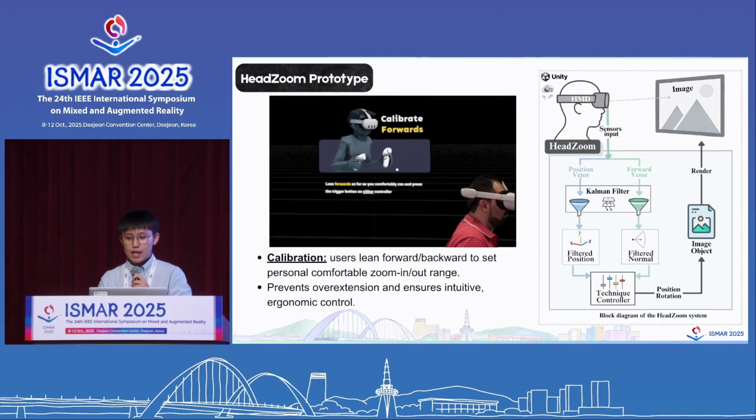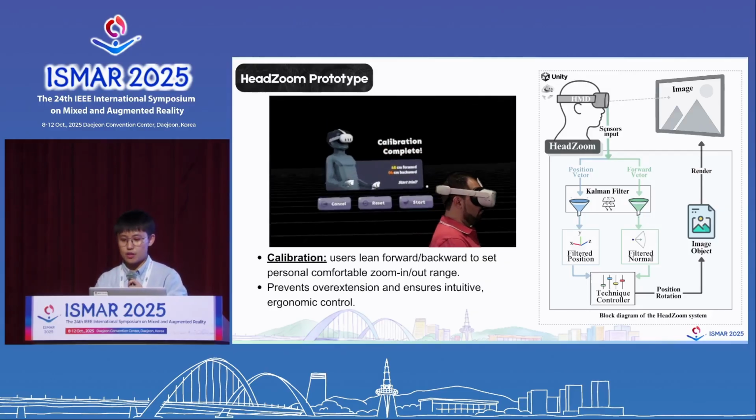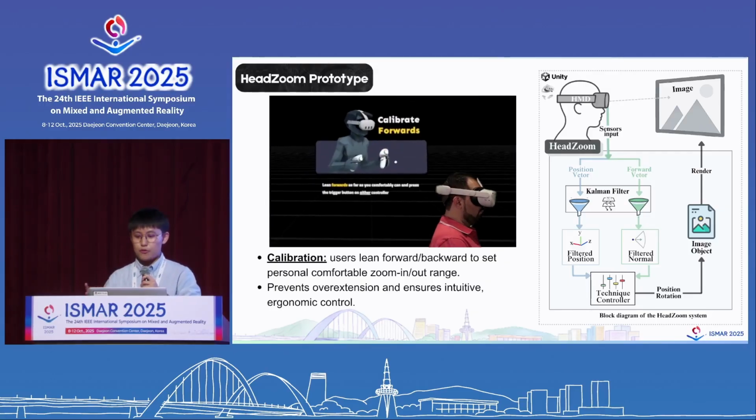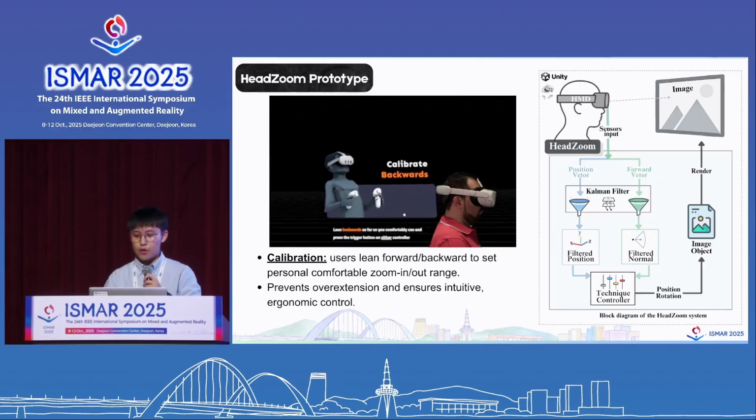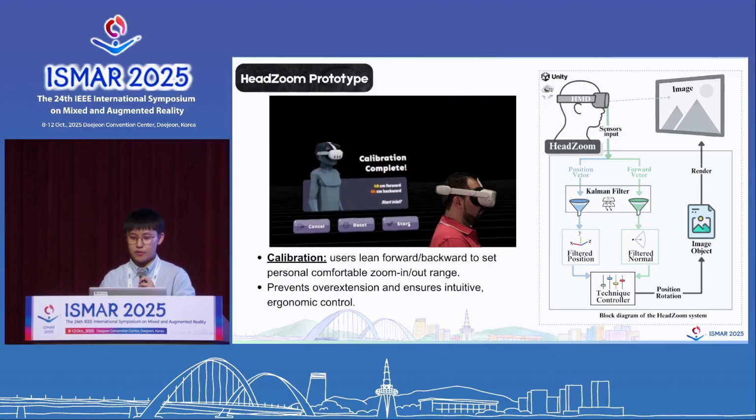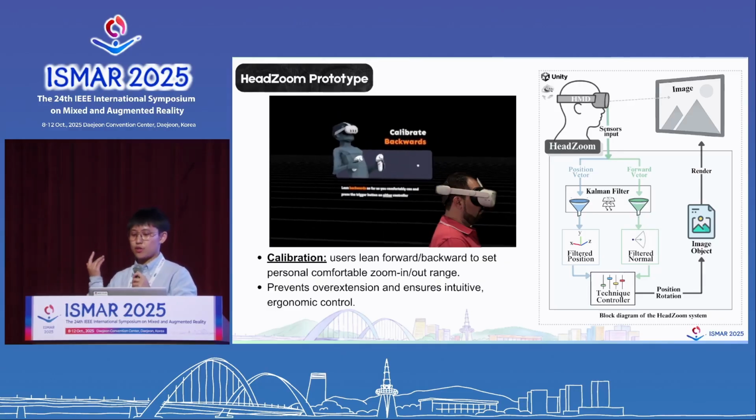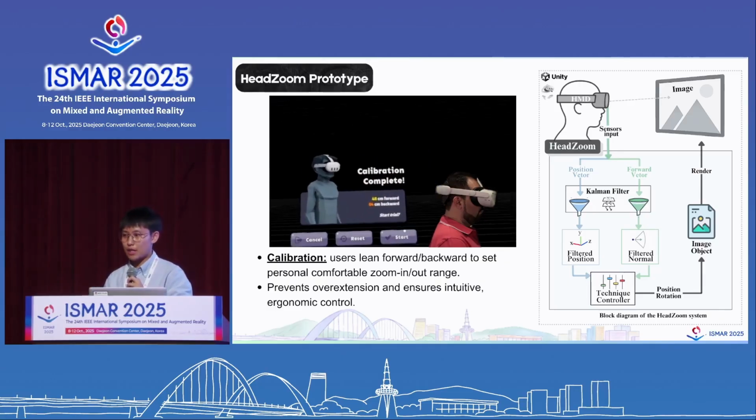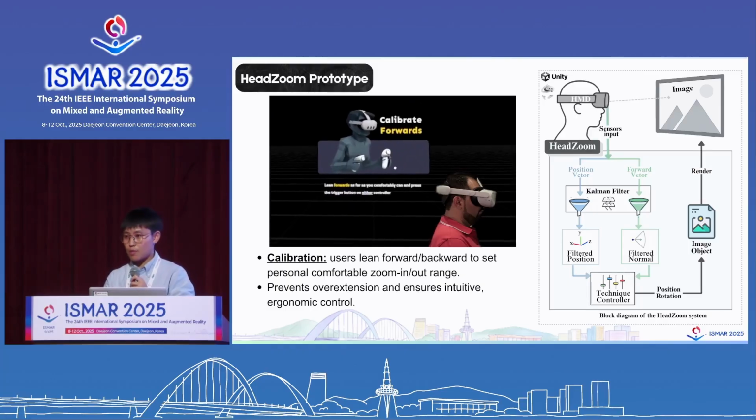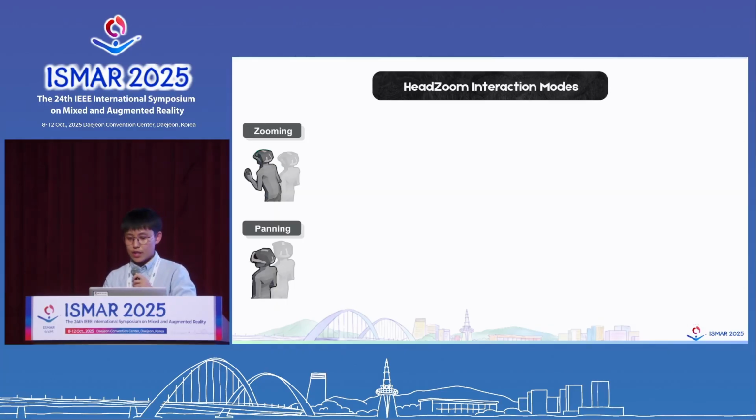We also designed a calibration step before the task. This is very important to avoid unnatural head poses, and the task can last several minutes, so it is crucial. Users can lean forward and backward to define their personal comfortable maximum and minimum zoom-in and zoom-out range. And then we designed three interaction modes.